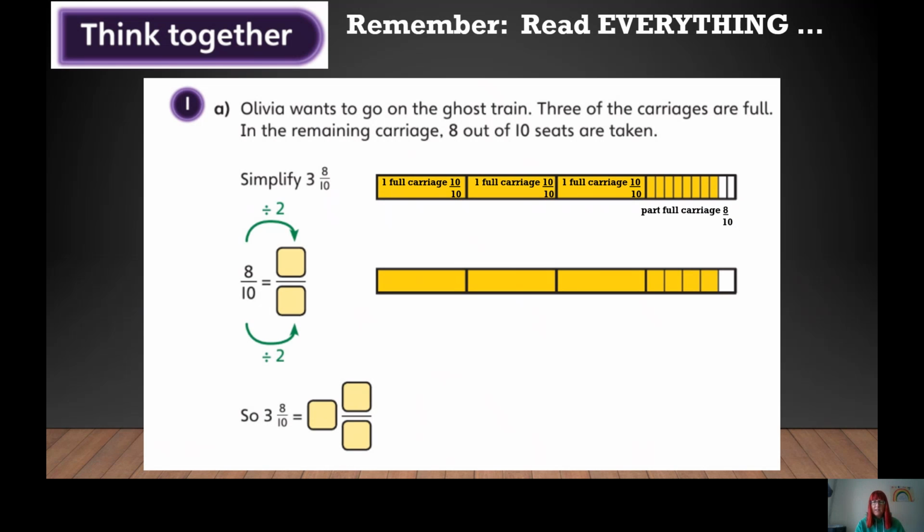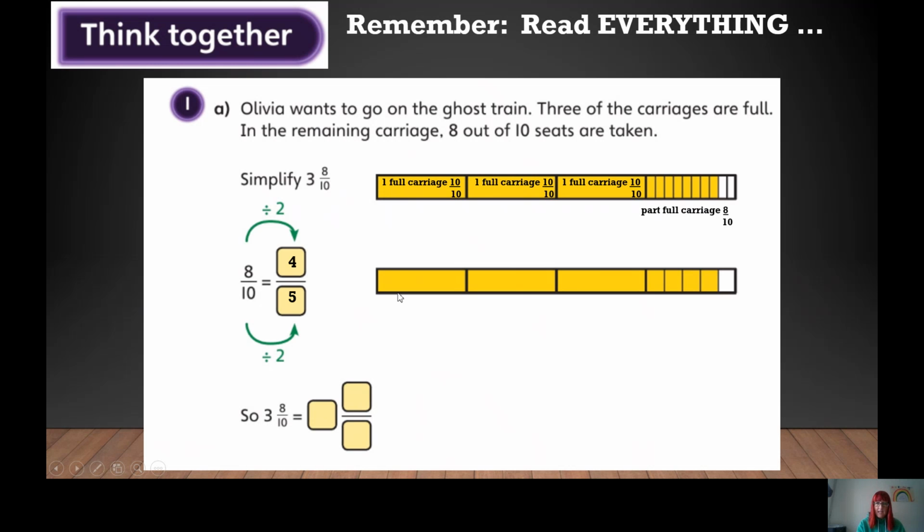So as a fraction, that's represented by 8/10. Part of the carriage is full. Right, I can see where the 3 and 8/10 comes from. 1, 2, 3 whole carriages and 8/10 of a carriage. But like everything, we need to simplify. So this next little section here is telling you to use a common factor of 2, which of course 8/10 would then simplify to 4/5.